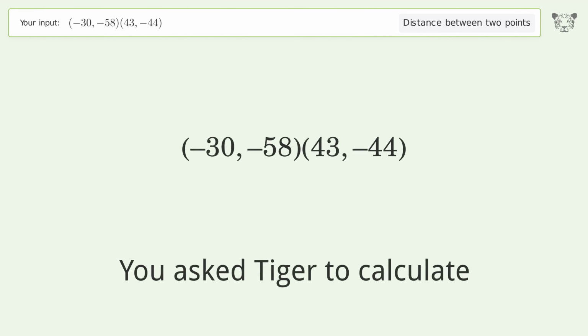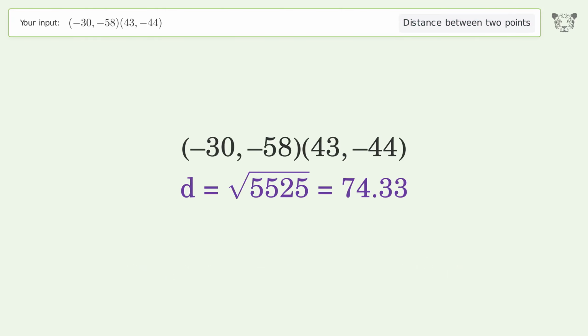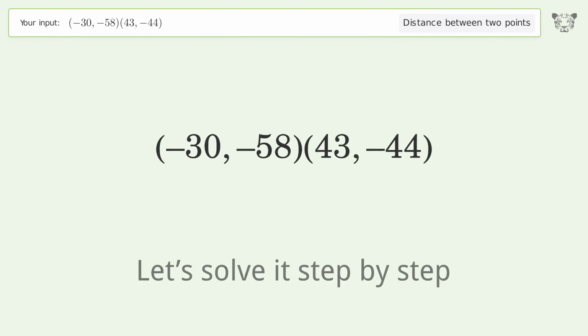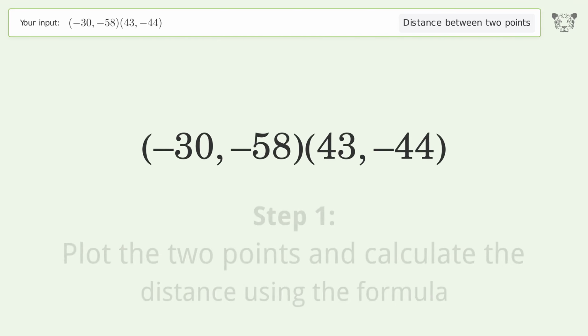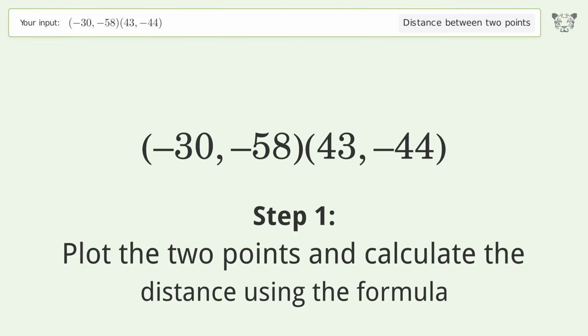You ask Tiger to calculate. This deals with the distance between 2 points. The distance between the 2 points is the square root of 5,525, or 74.33. Let's solve it step by step. Plot the 2 points and calculate the distance using the formula.